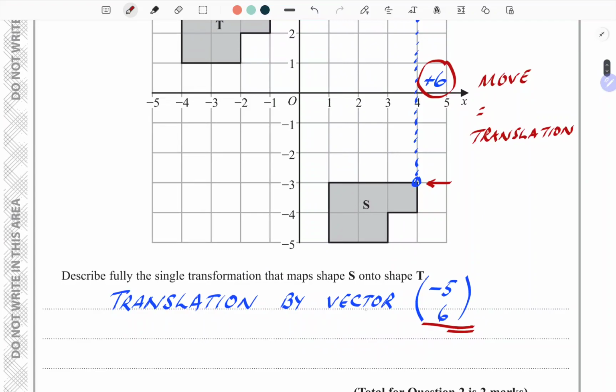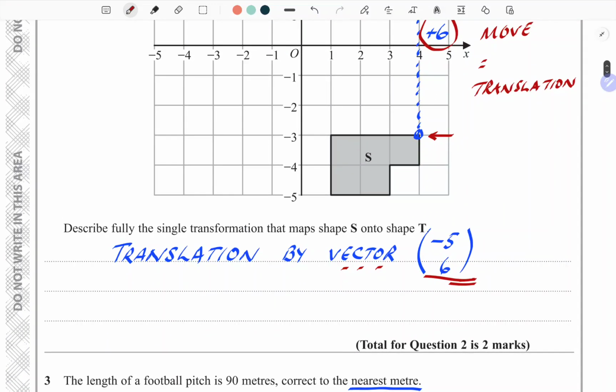It has to be a vector. You don't get the full marks otherwise. It's actually a 2-mark question, and it's got to be in vector form. Translation vectors are always given.